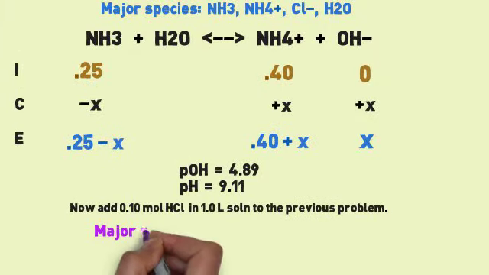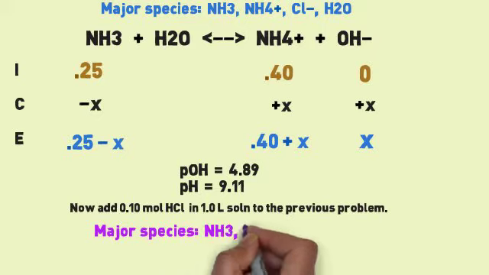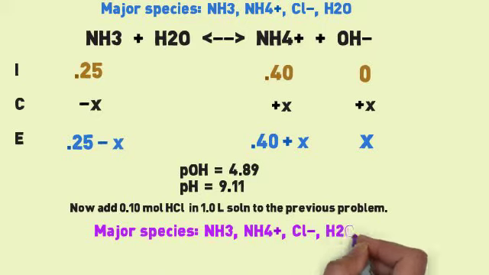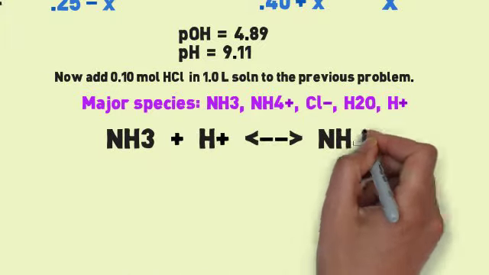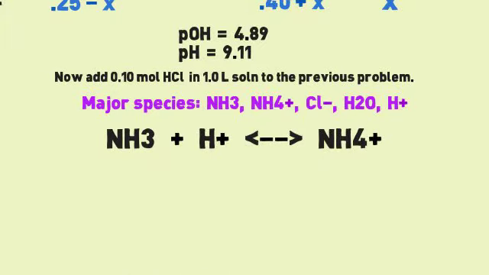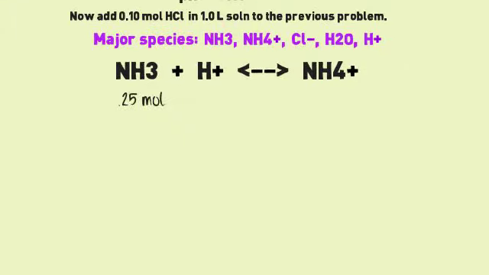So now let's list the major species again, because now we can add one more to the list, and that is H+. Since HCl is a strong acid, it dissociates completely. So now the equation, what's really happening now, is NH3 plus H+ at equilibrium with NH4+. So that changes some things. Beforehand, this was 0.25 moles, but now this is 0.10 moles of that. And that ammonium, 0.40 moles, came from the NH4Cl.